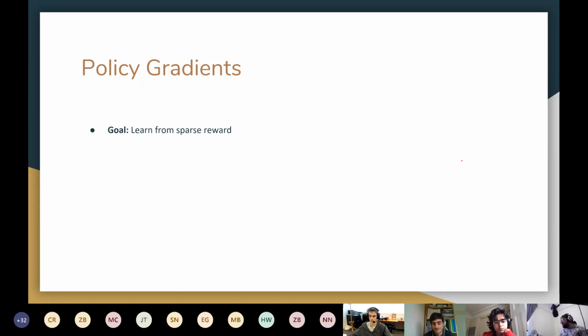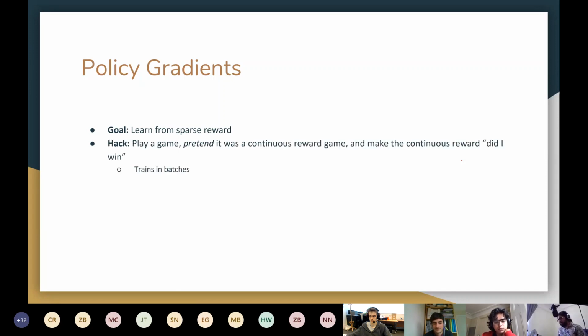And there is a beautiful, glorious hack we use to solve this problem, which is to pretend that the game we played was a shaped reward game. Have these 100 instances of state-action pairs, and then at the end of the game, go back and pretend that at each one of those, we had the shaped reward of did I win this game at the end? And then apply the algorithm from the previous slide.